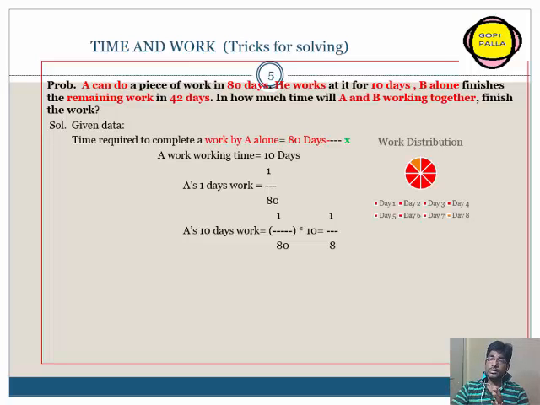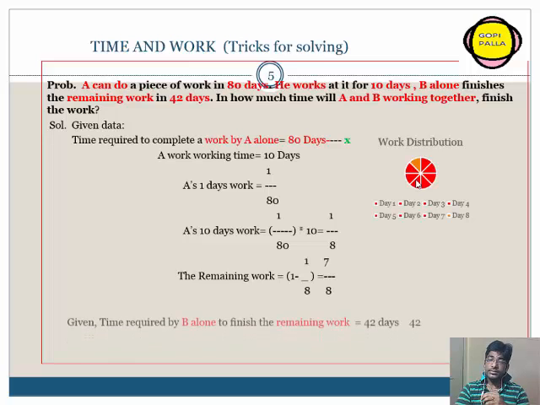From this chart we can see that if the circle is divided into 8 parts, 1 by 8 means one of the 8 parts A has completed. So how much is the balance work? We can tell directly it is 7 by 8, or we can subtract: 1 minus 1 by 8 is 7 by 8.